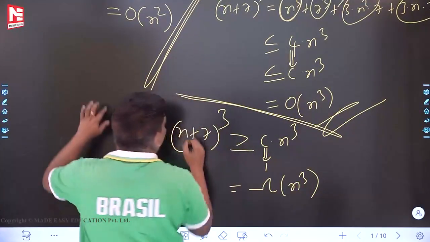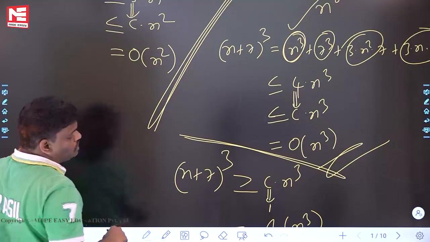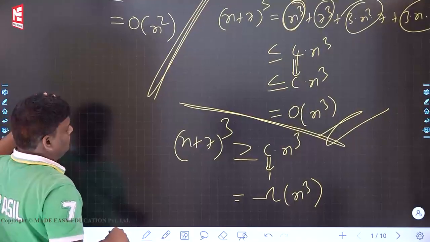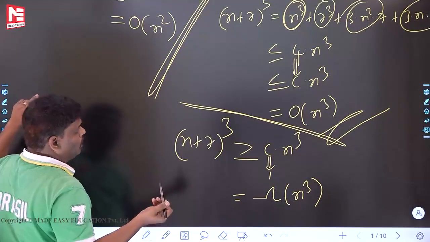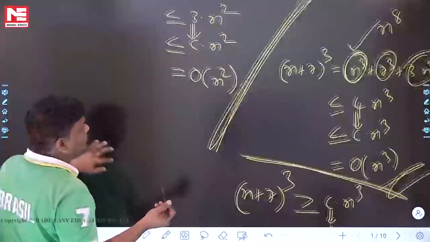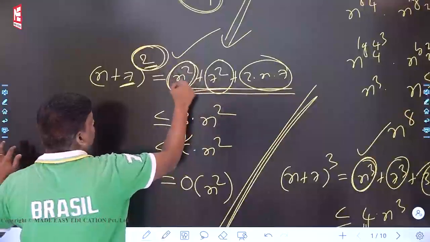Can you say this one? (n plus 7) whole cube. For which c value big O? 4. For which c value omega? n cube. For which c value omega? 1. Big O and omega are possible, then theta. Can I help you now? In this one, for which c value big O? 3.